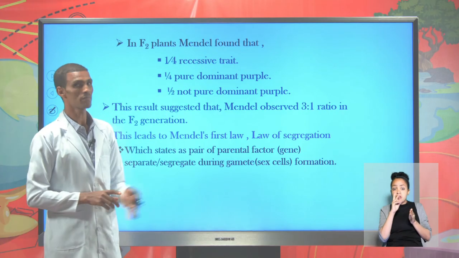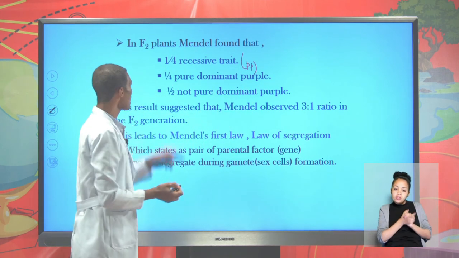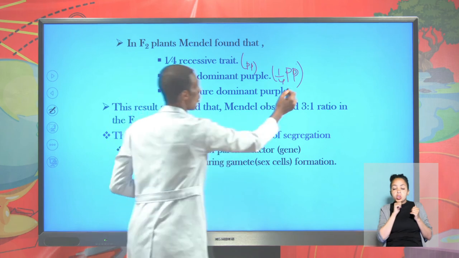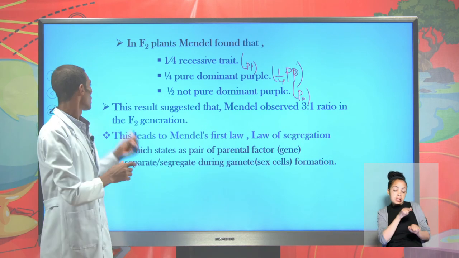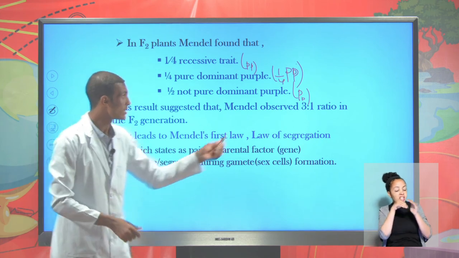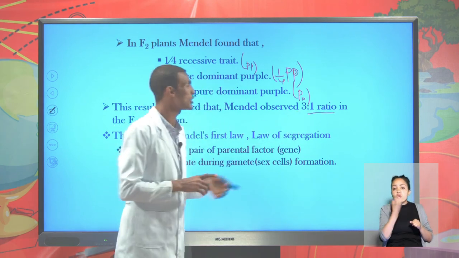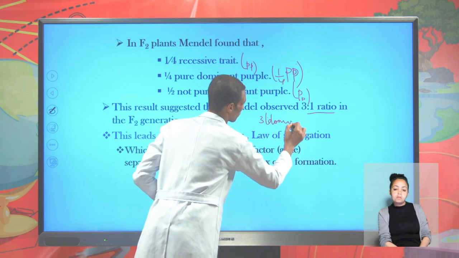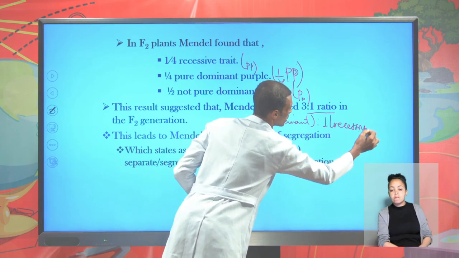Good. In the F2 generation, he found that 1 over 4 is recessive, small p small p, and 1 over 4 is homozygous dominant, capital P capital P, and 1 over 2 is not homozygous, which we call the heterozygous one, capital P small p. You can expect this. This result suggests that in the F2 generation of the monohybrid cross, if we start from homozygous purple and homozygous white, we can obtain a 3 to 1 ratio, where 3 represents dominant and 1 represents recessive.